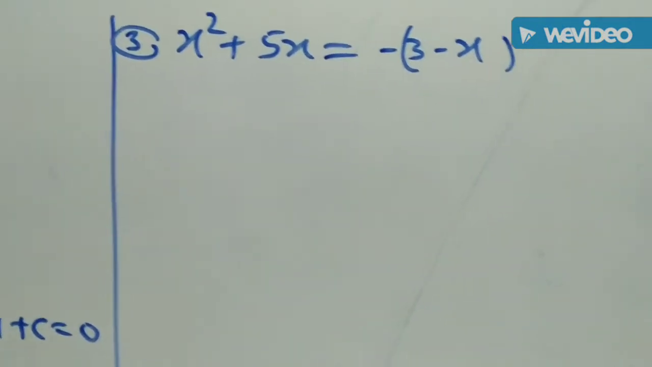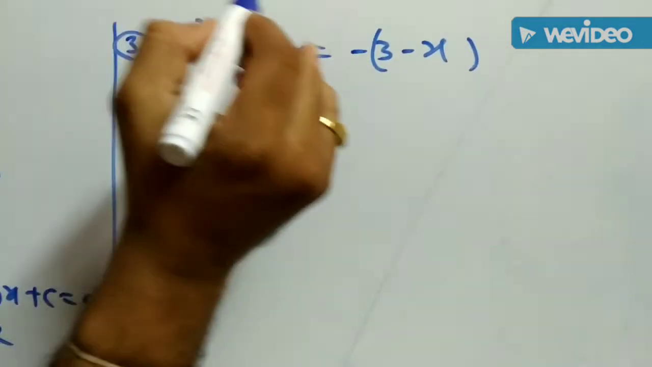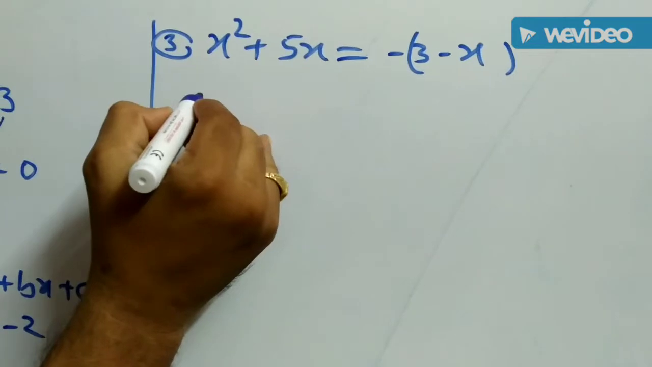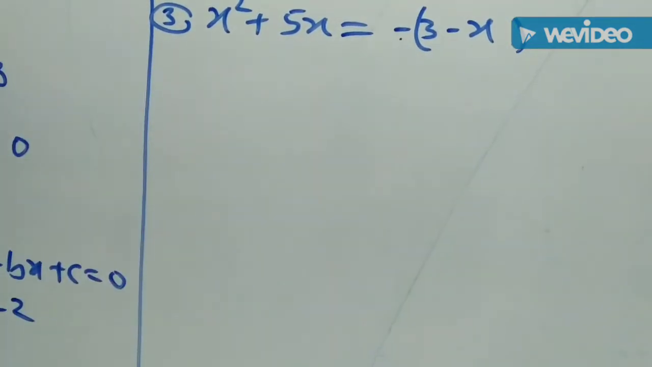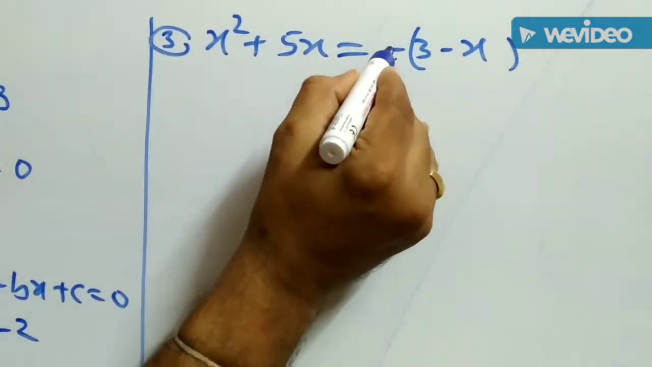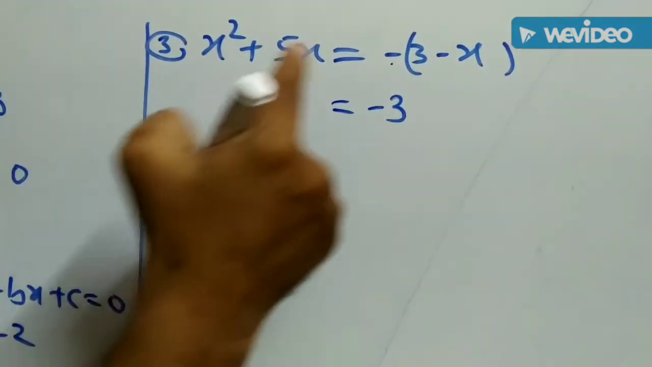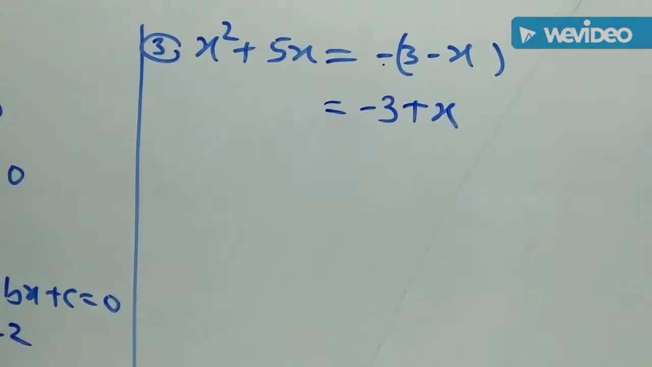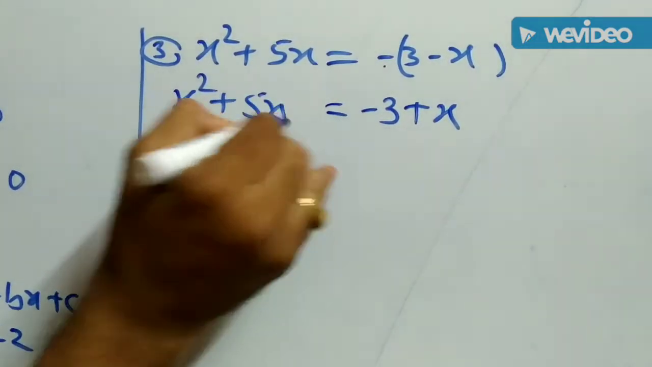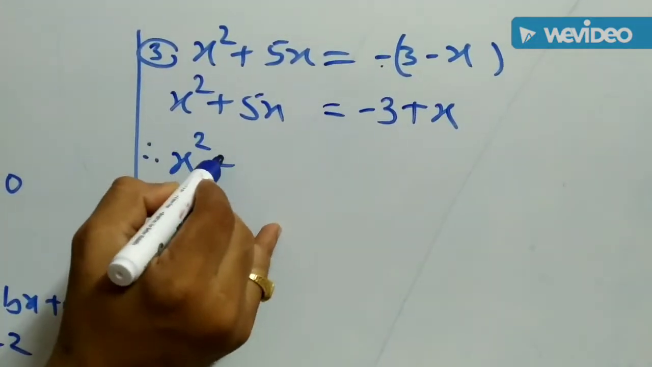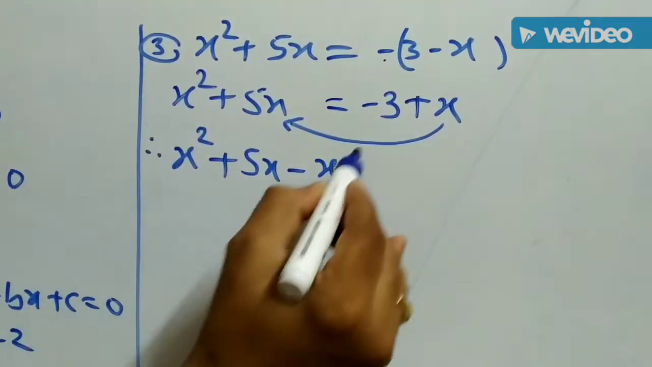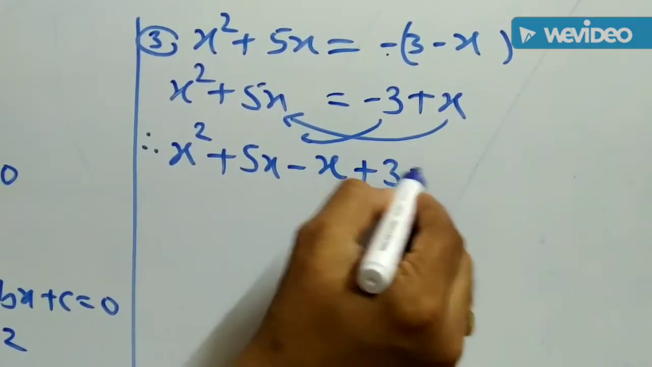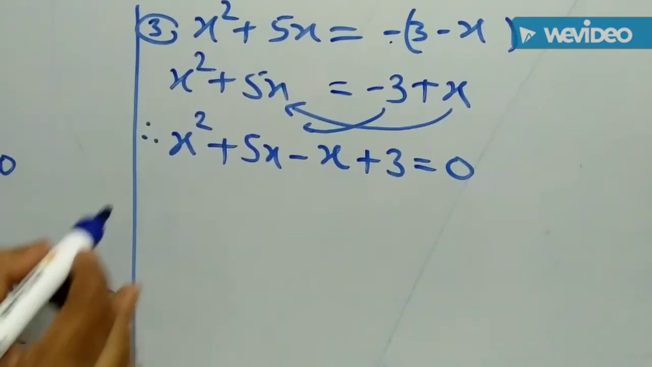Then third example, x square plus 5x is equal to minus into bracket 3 minus x. Now firstly solve this bracket. Minus into 3, minus 3, minus into minus x gets plus x, is equal to x square plus 5x. Now x square plus 5x, this plus x gets converted to minus, then minus 3 gets converted to plus, is equal to 0.